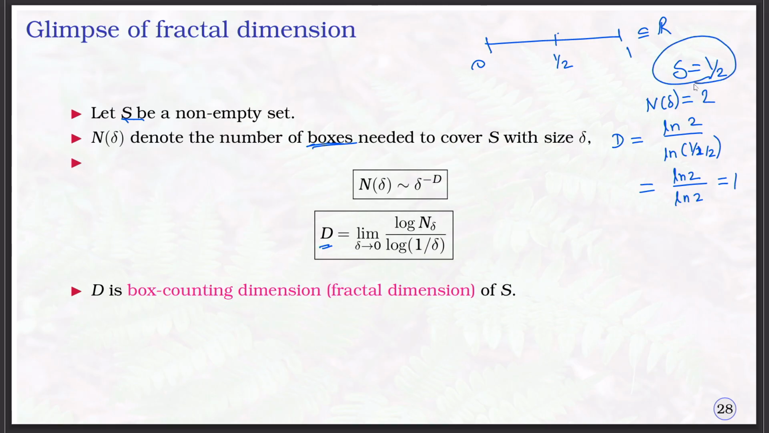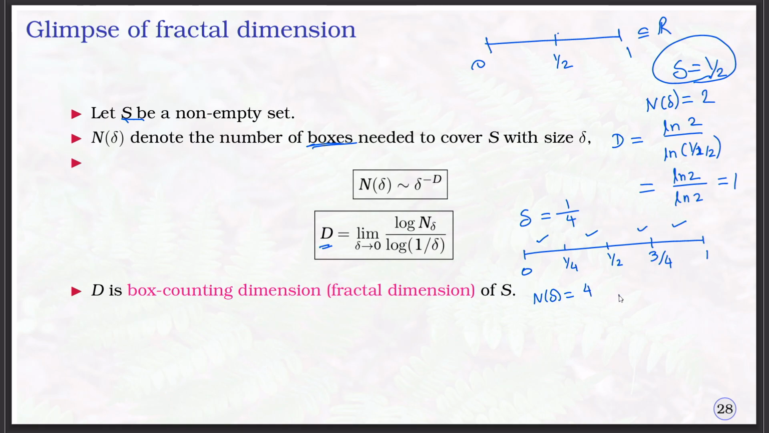Suppose I change this delta. If I change this delta to 1 by 4, then what will happen? So, for this line, if I change delta to 1 by 4, then we need intervals at 1 by 4, 1 by 2, 3 by 4. By using these boxes, one can cover this whole interval 0, 1. So, the number of boxes required to cover this interval or line segment is 4.